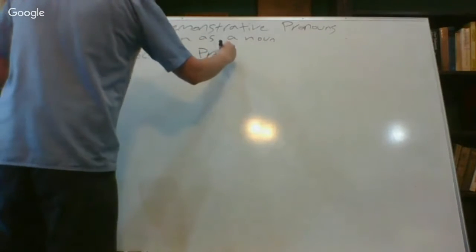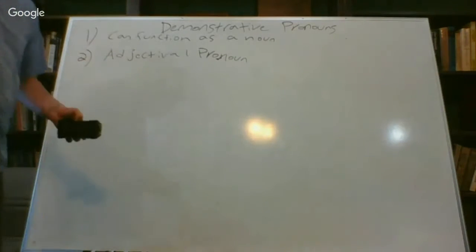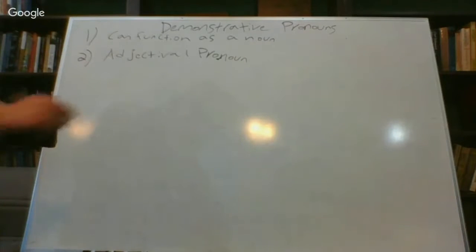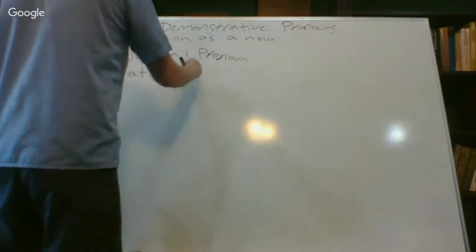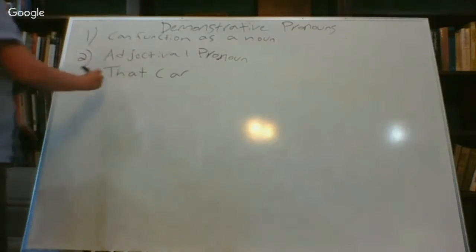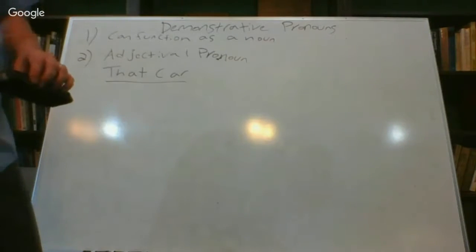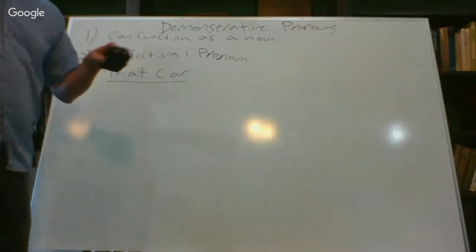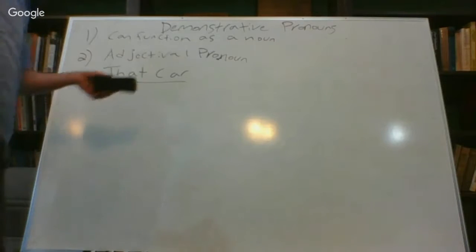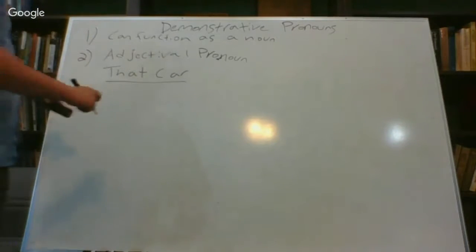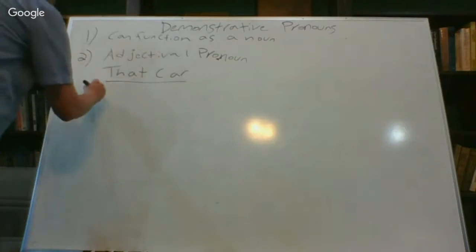And an adjective does what? Modifies the noun. So Mounce gives us this sentence, that car, and so in this case here, that is modifying car. What we'll find here is, just like we found with the reflexive pronouns in the third person plural last week, that this is also going to be in the predicate position.